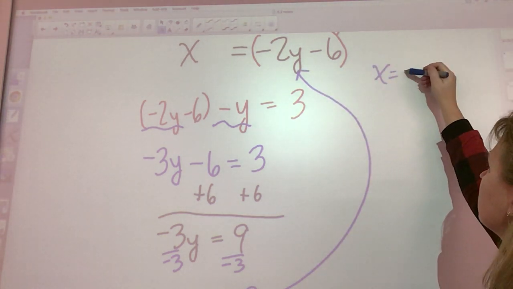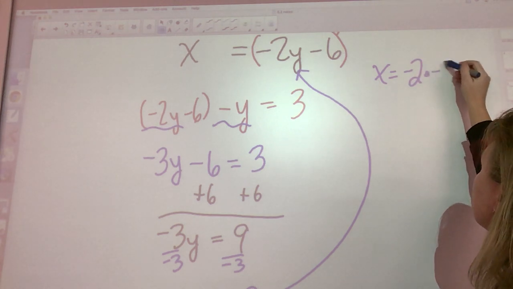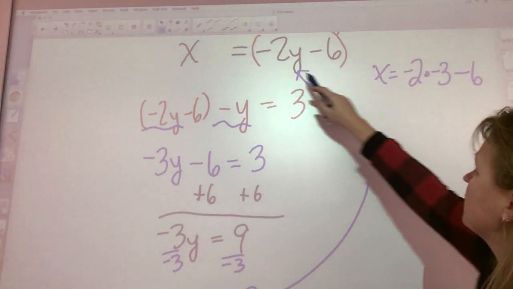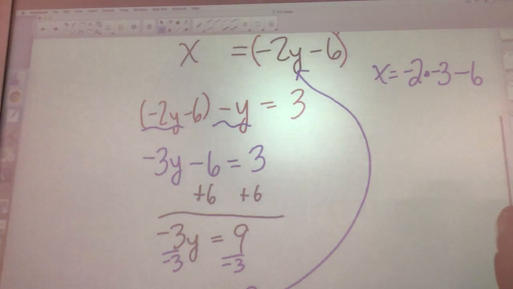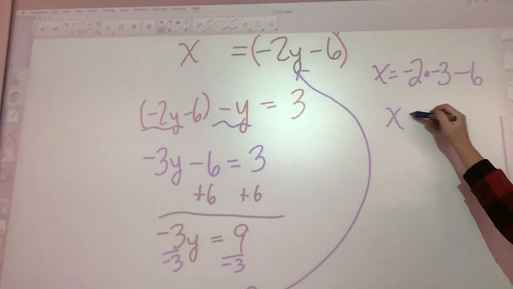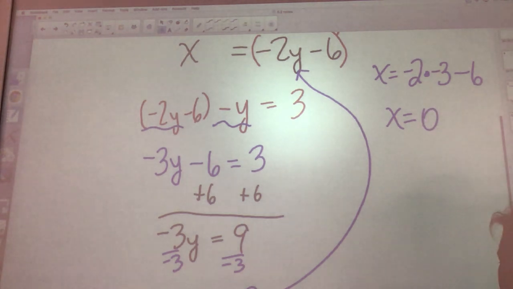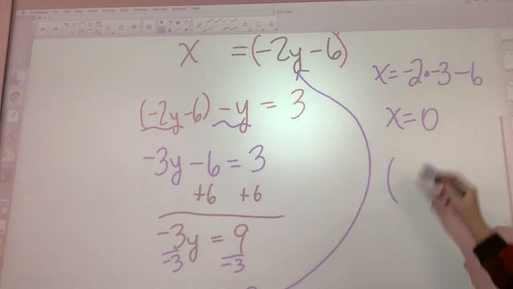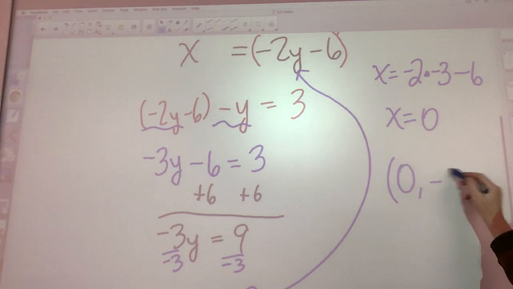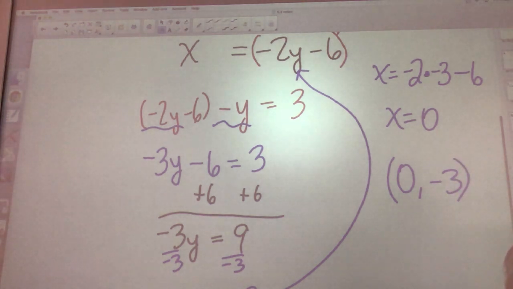X equals -2 times -3, subtract 6. Again, a lot of negatives. X equals 0. It's okay. X can be a 0 if it wants to be. It's just a number between 1 and -1, -1 and 1. Put your final answer in. Make sure the x goes first, then the y.